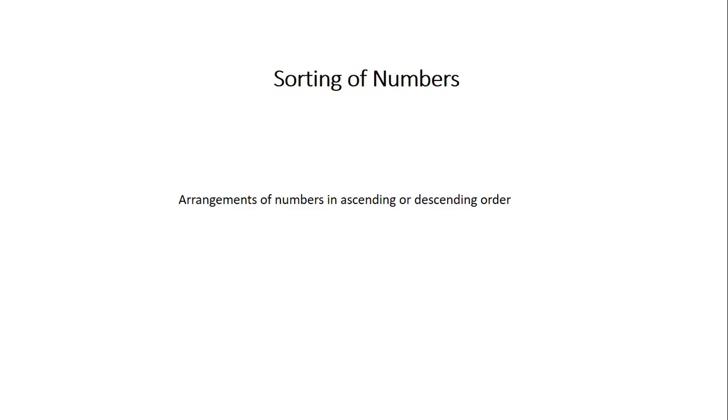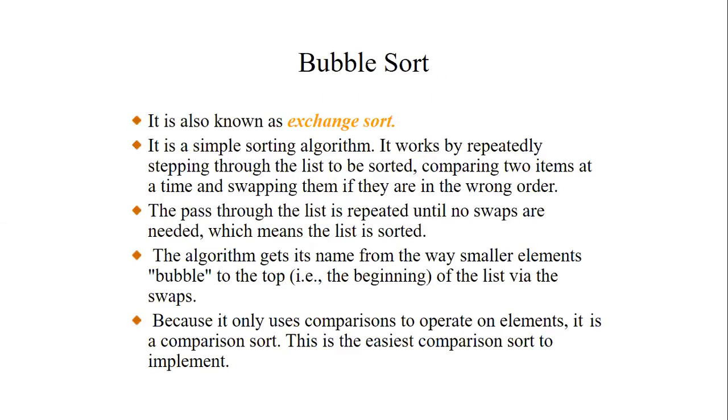We have many algorithms for sorting numbers, but we'll take the simplest one, known as bubble sort, for implementing it. Bubble sort is otherwise known as exchange sort, and it completely depends upon the swapping of two numbers. It repeatedly steps through the list to be sorted, comparing two items at a time and swapping them if they are in the wrong order.